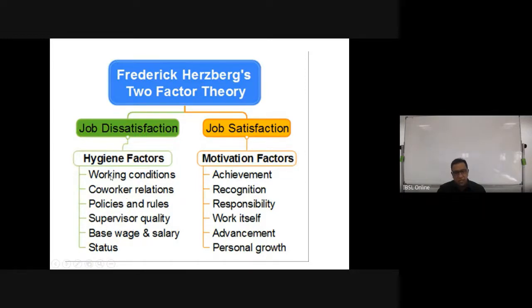But he talked about another set of factors: the working conditions, the worker relations within the organization, company policies, supervisor quality, how managers treat the employees, salaries, and so on. So those factors will reduce dissatisfaction, Herzberg said. These factors, which are called hygiene factors, will not motivate employees, but they will reduce the job dissatisfaction of the employees. So both factors are important according to Frederick Herzberg. The hygiene factors are to be there definitely, because if the hygiene factors are weak, the employees will be dissatisfied. If the motivation factors are not available, the staff will be demotivated. That's what Herzberg said.